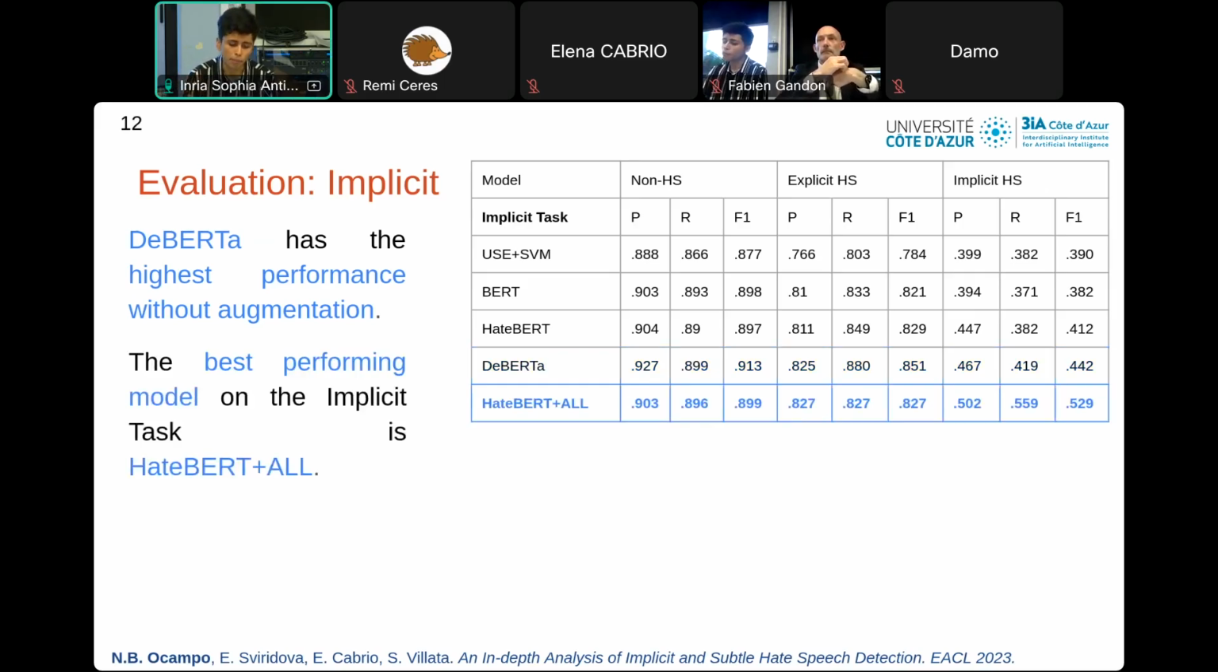And we got improvements after using augmentation in the case of implicit hate. So this is the improvement we got on that class. That is the one that we're interested in detecting.